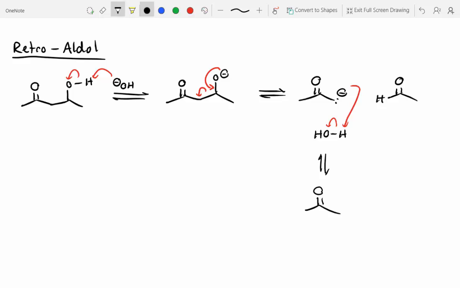Does an enolate always have to react with an aldehyde, or can it react with a ketone as well? An enolate's more likely going to react with an aldehyde because it's more electrophilic. Yeah.